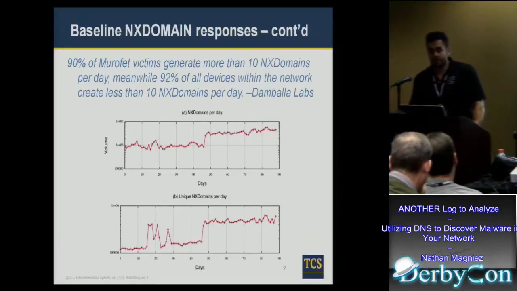More about establishing a baseline for NX domains. This is from Damballa. When I was doing the research for this talk, I found they did a lot of research as well into using DGA to identify malware. I took this quote from them. They said 90% of Murofet victims generate more than 10 NX domains per day. Meanwhile, 92% of all devices within the network create less than 10 NX domains per day. Right? So we can start to see how we can establish a little bit of a baseline right there.